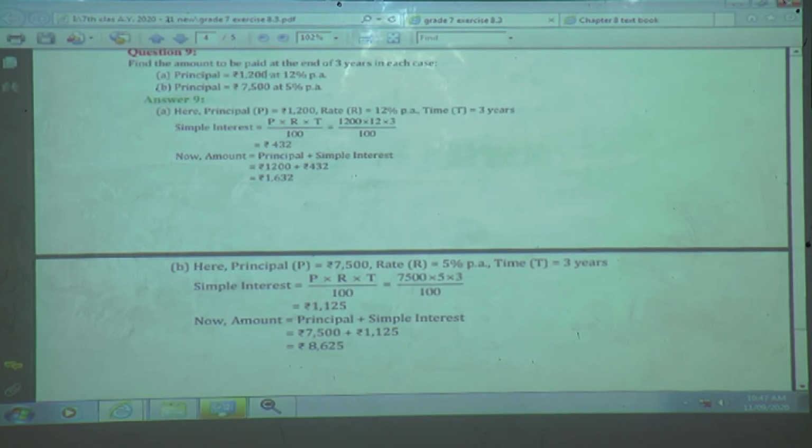Find the amount to be paid at the end of 3 years in each case. Here the time period given to us is 3 years. Here the principal amount is given as 1200 at 12% per annum. In the second situation, the principal amount given to us is rupees 7,500 at 5% per annum, or per year. Both terminologies are the same.